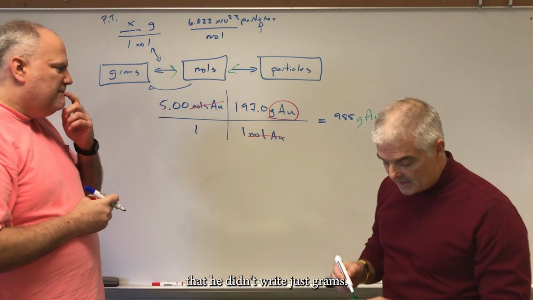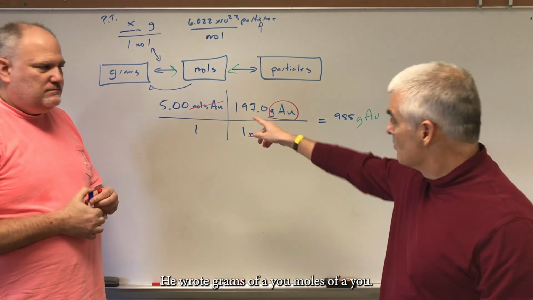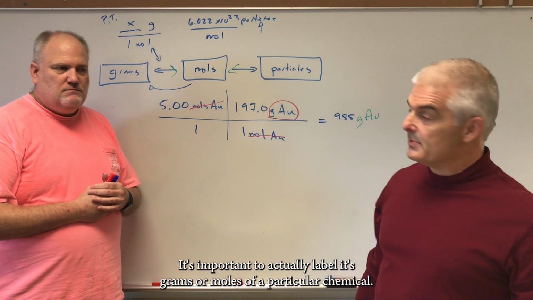Now, notice that he didn't write just grams. He wrote grams of Au, moles of Au. It's important to actually label it as grams or moles of a particular chemical.